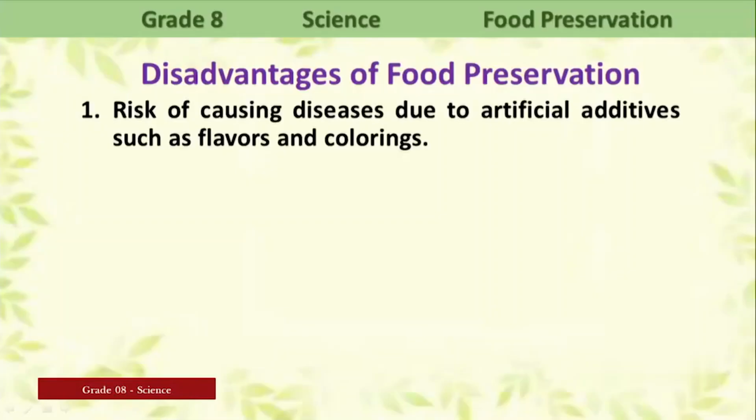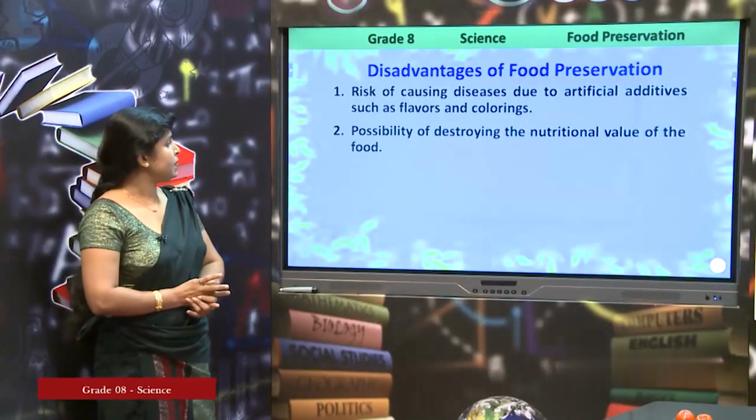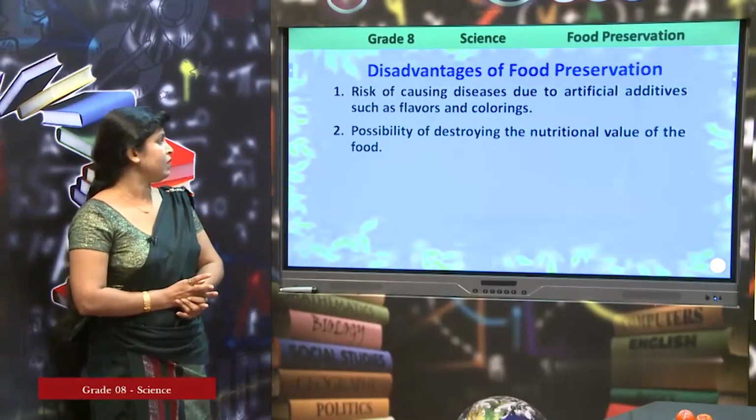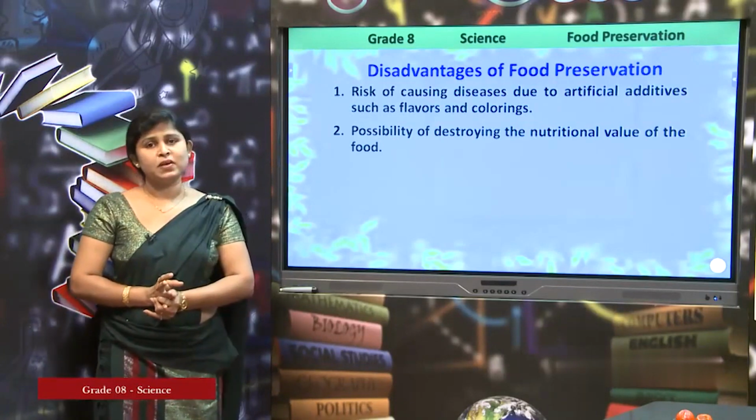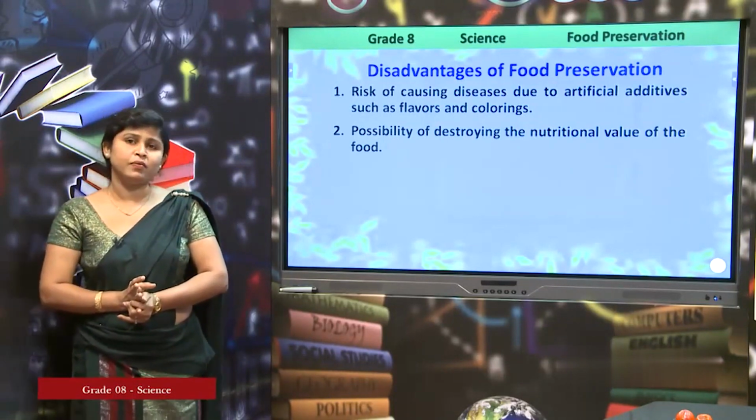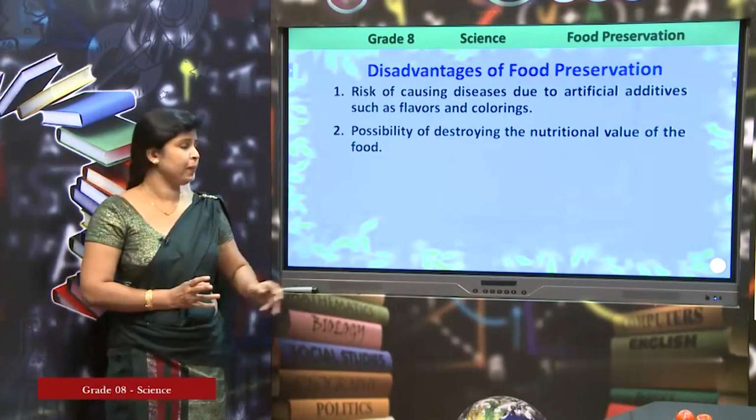Risk of causing diseases due to artificial additives such as flavors and colorings. You know, the flavors and colorings can be added to a food item while preservation, but if we are not using the recommended dosage, overdosage will lead to diseases. Second one, possibility of destroying the nutritional value of the food item. There is a high possibility of destroying the nutritional value of a food item while preservation.